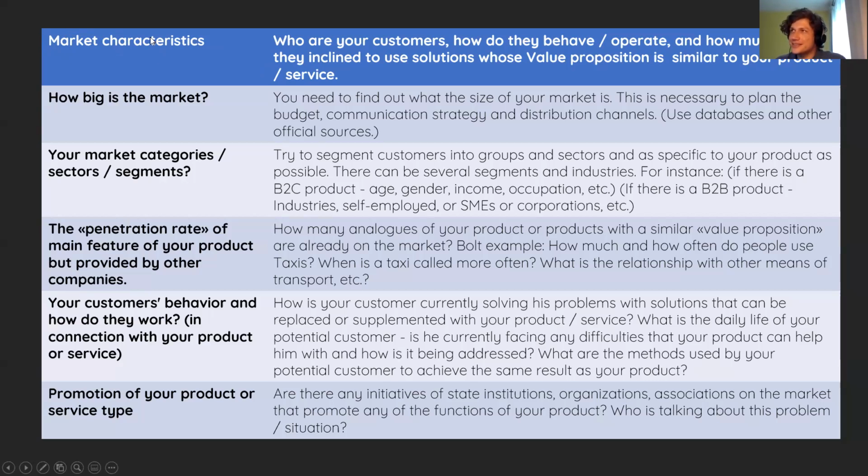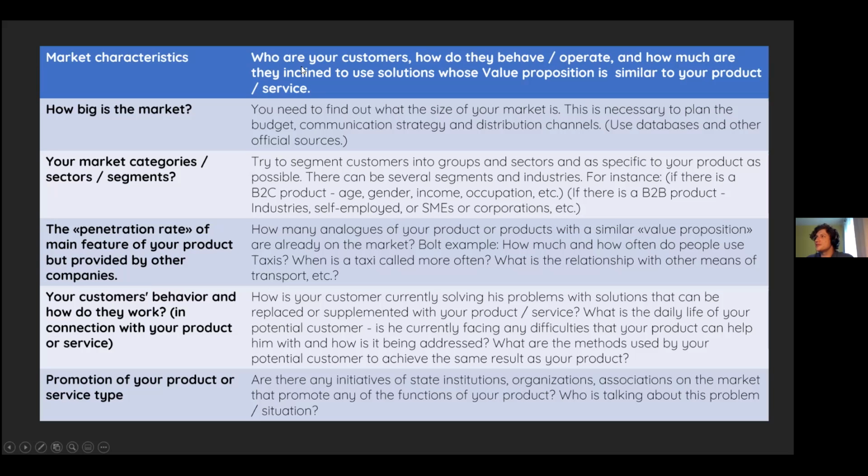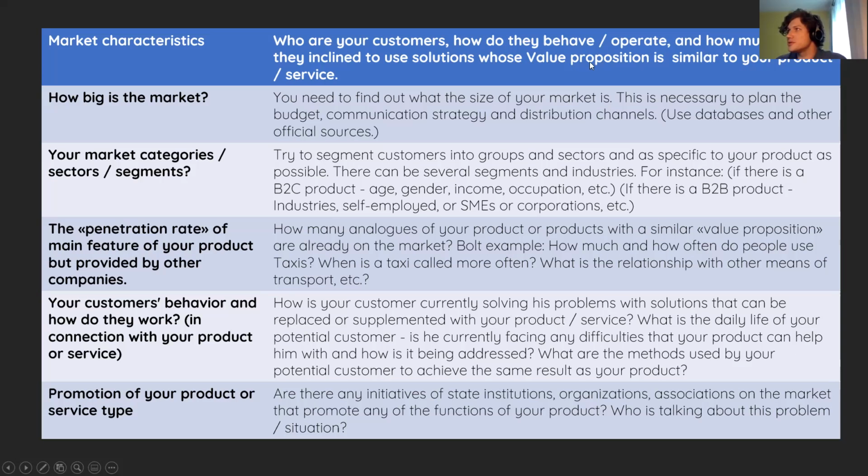Then market characteristics. After this, you would be able to understand how your customers behave, how they operate, and how inclined they are to use solutions whose value proposition is similar to your product or service. Basically, even though you have a super good idea of how to do something, there always is something already in the market that people are using to get the same value.